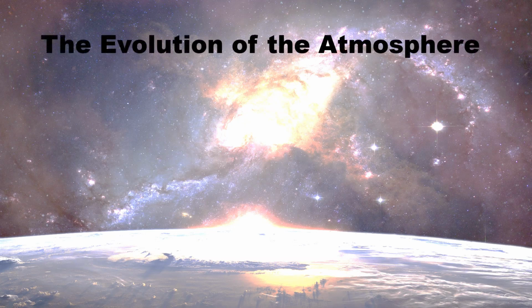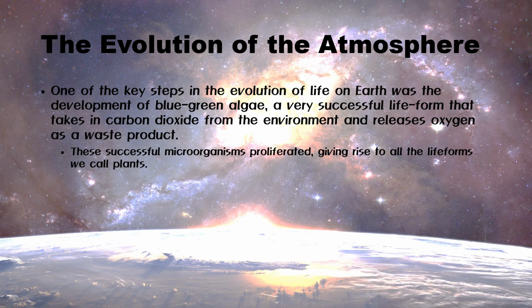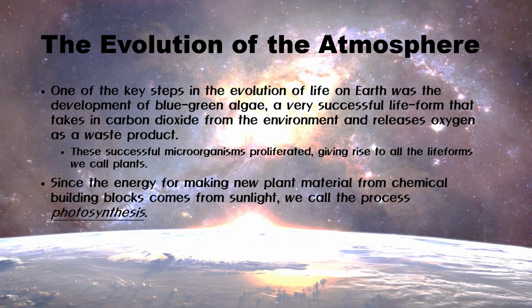So, what does this mean? So, our evolution of the atmosphere. Well, if you remember, we said it was much in the beginning, much more carbon dioxide, very similar to some of the atmospheric compositions that we see in planets such as Venus and Mars. One of the key steps in the evolution of life on Earth was the development of blue-green algae, which is a very successful life form that takes in carbon dioxide from the environment and actually releases oxygen as a waste product. Now, these successful microorganisms proliferate because there's a lot of carbon dioxide. And because they proliferate, it gives rise to all the other life forms that we kind of know now as plants. Since the energy for building new plant material from chemical building blocks comes from sunlight, we call this process photosynthesis. Anyone that has studied some basic biology knows that photosynthesis is the process in which plants produce energy.